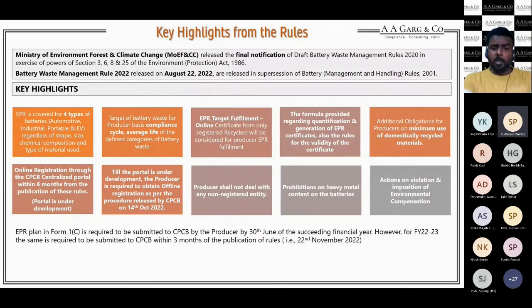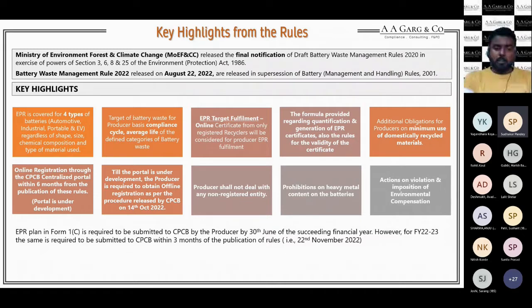The next highlight is that a producer cannot deal with any non-registered entity. So if you are dealing with any supplier who is not registered, or any entity, recycler, or refurbisher, as of now, you cannot deal as per this rule. Then the next highlight is the prohibition on use of heavy metal content in your battery. You can only use some heavy metal content in your batteries up to a certain limit given in this rule. Beyond that limit, you cannot use. Then the rule also talks about if you are violating certain rules, then there will be environmental compensation imposed on you.